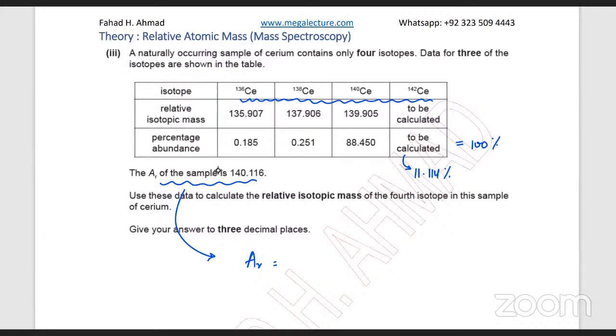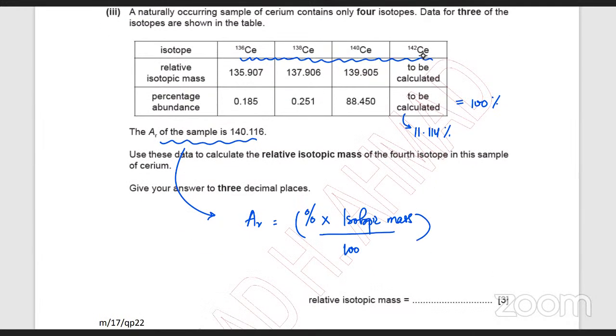Okay. So what happens is, it's the average mass of all the isotopes, and the way you calculate this is कि आप सारों को add up कर दो, all the percentages multiplied by the isotopic mass, and then you divide by 100. That's how you calculate the average atomic mass of an atom. So we're just going to do that. We know what the Ar is. The Ar is already given to us. It's 140.116.